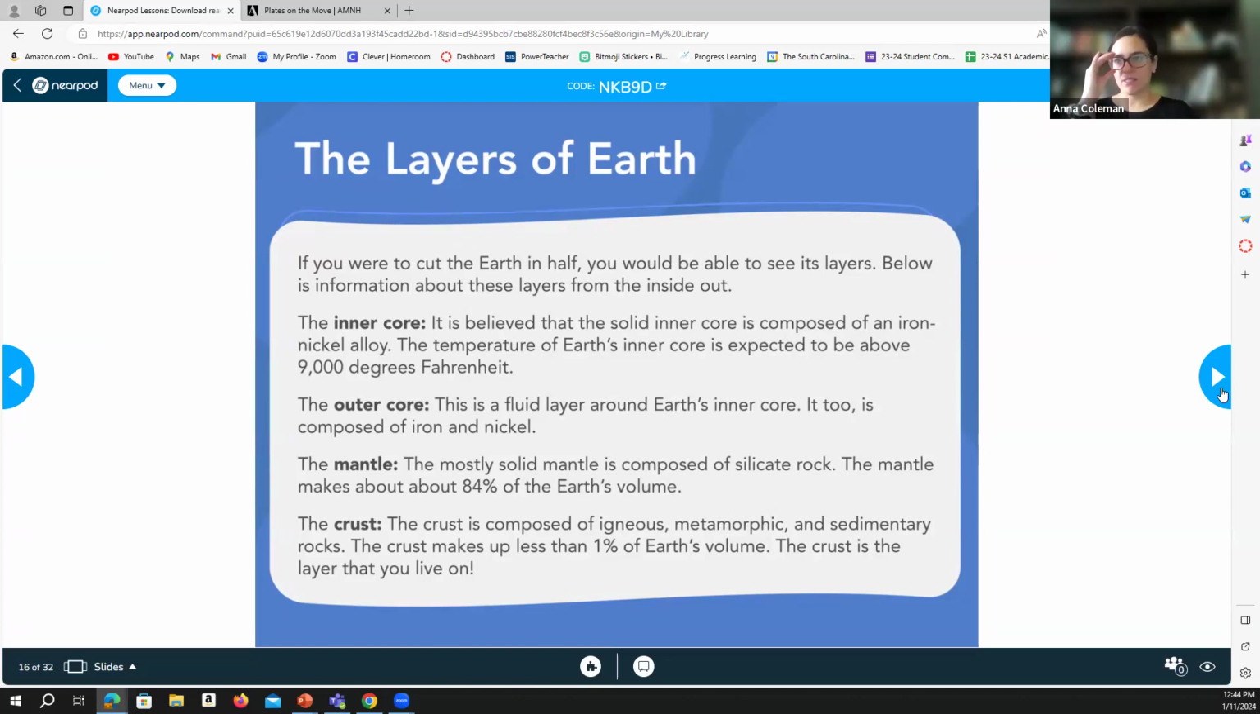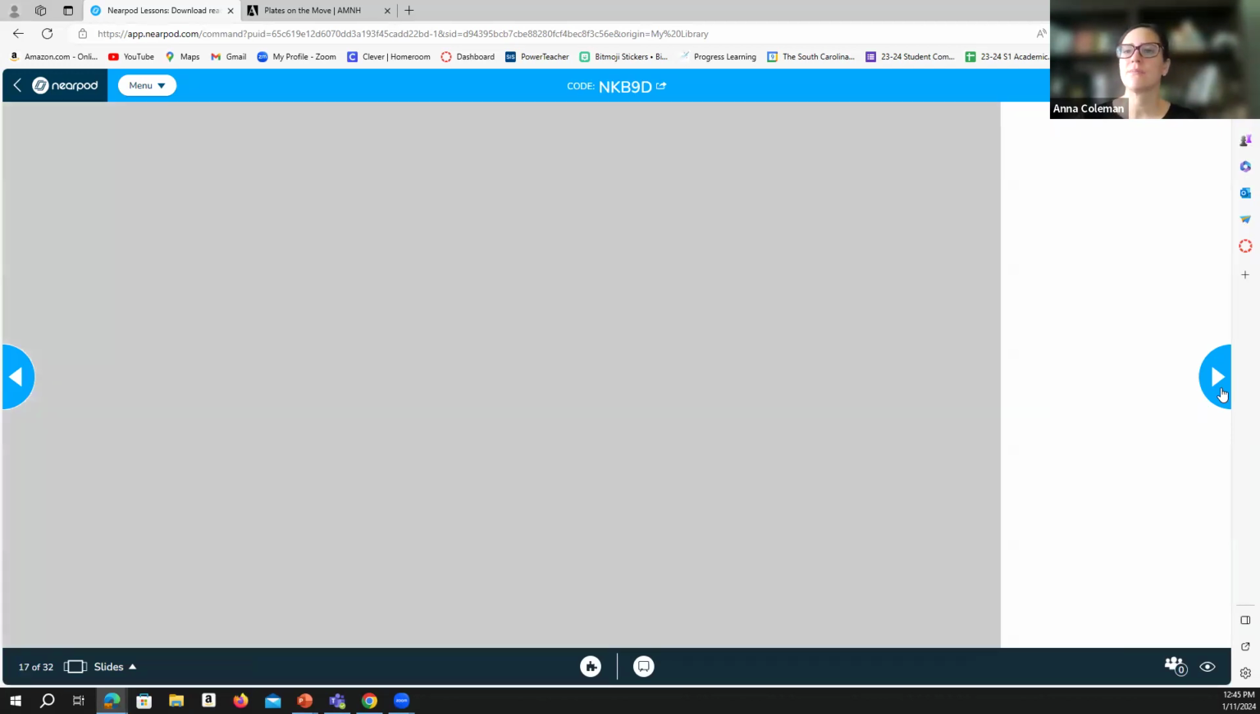The outer core is a fluid layer around the inner core. It's composed of iron and nickel. The mantle, the mostly solid mantle, is composed of rock. The mantle makes up about 84% of the Earth's volume. And then the crust is composed of metamorphic and sedimentary rock. The crust makes up less than 1% of the Earth's volume. So the crust is the layer that you live on, okay?